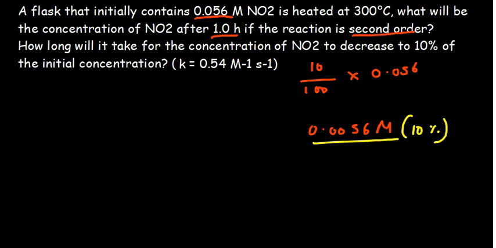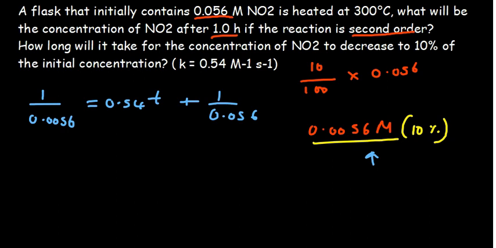At least it becomes a bit tricky where they say, how long will it take for the concentration to decrease by 10%? In such a case, you determine the 10% and then subtract it from the initial and take it as your final. But in this case, this is direct. The 10% you find is the final concentration. So we'll plug into the formula: 1 over the final concentration, which is the computed 0.0056, equal to kt, our k is 0.54, and then we have a time, plus 1 over the initial itself, 0.056. So this is simple and straightforward. We can compute.